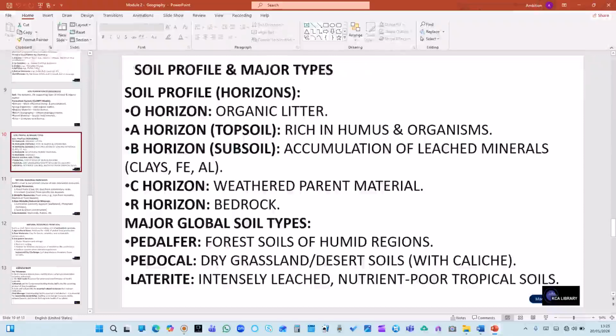Now, the major global soil types, apart from sandy soil, loamy soil, and clay soil, are: one, pedalfer, which is forest soil of humid regions. We have pedocal, which is dry grassland or desert soil. Then we have laterite, which is intensely leached, nutrient-poor tropical soil. So these are the major global soil types.